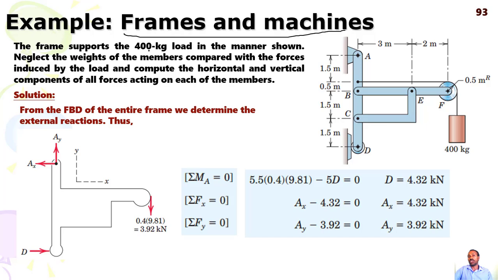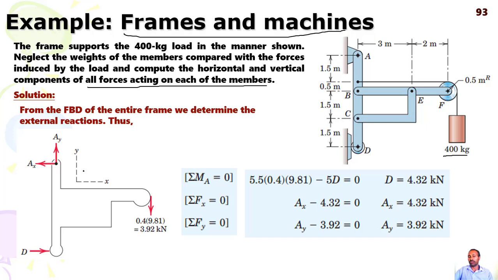The frame supports a 400 kilogram load in the manner shown. This is 400 kilograms. Then neglect the weights of the members, compared with the forces induced by the load, and compute the horizontal and vertical components of all forces acting in each member. So you will have member forces connected.